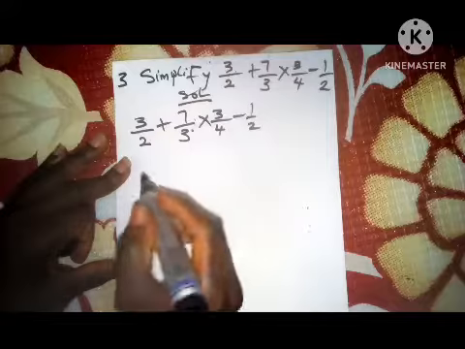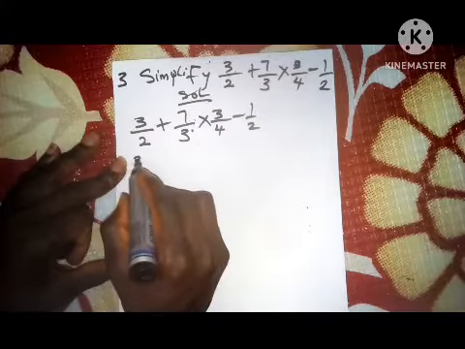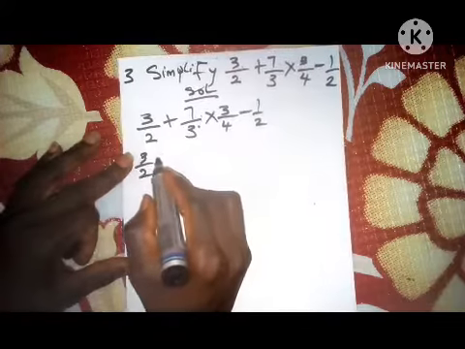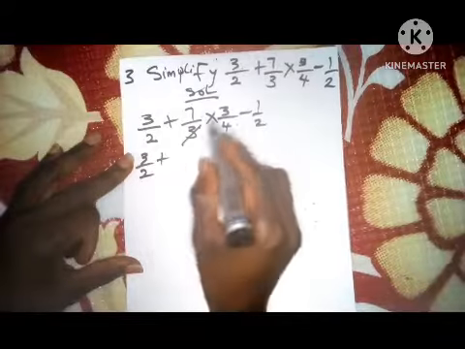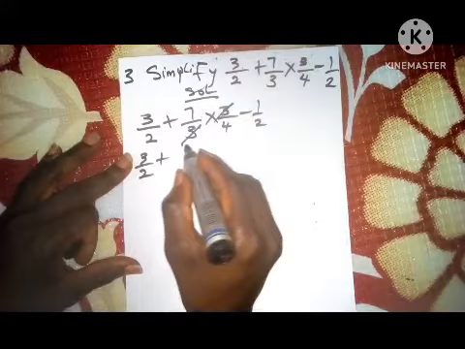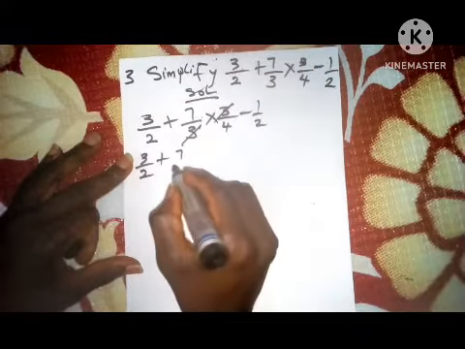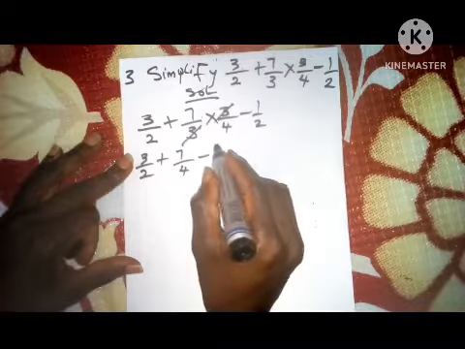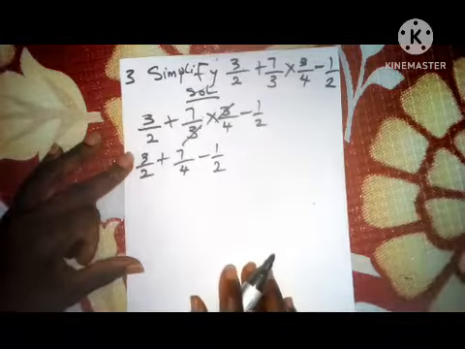Alright, so at this stage now, what do we do? We bring down this one, 3 over 2 plus, this will go into this, that's 1. So 7 times 1 will give us what? 7. 1 times 4 will give us what? 4 minus 1 over 2. Hope you are getting it.